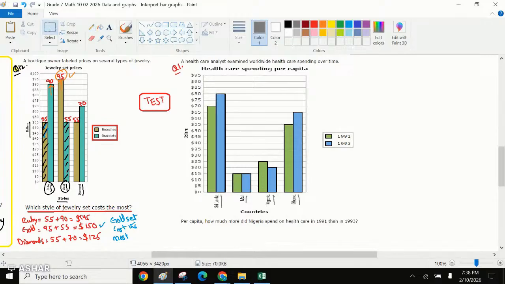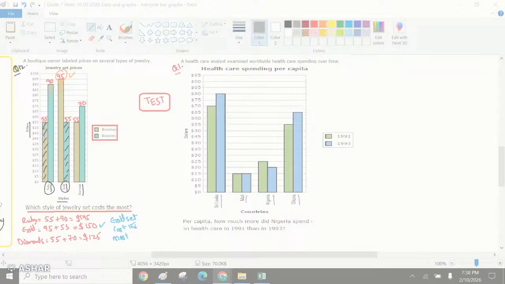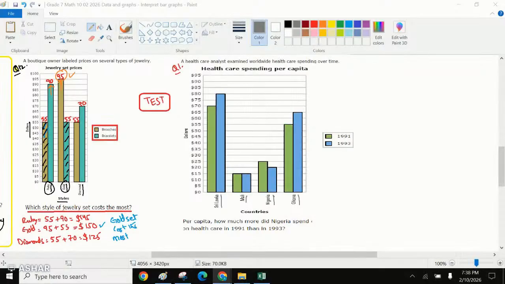Okay. So I'll just extend the question. Per capita, how much more did Nigeria spend on health care in 1991 than in 1993? Okay, I will just copy the options. I will give you the options in the end so that we are able to find it ourselves. Okay, so what they're asking us is healthcare in 1991 and 1993, Nigeria, right?